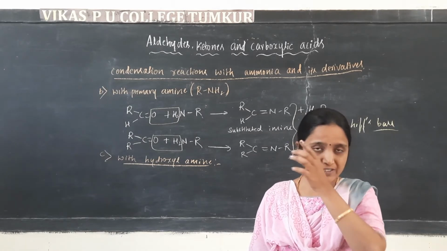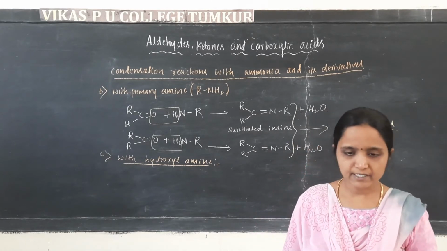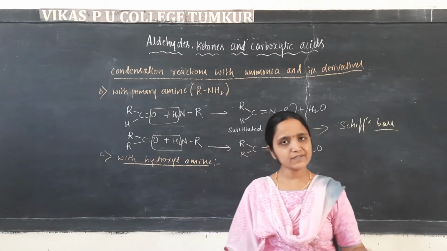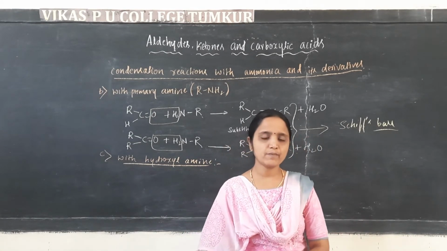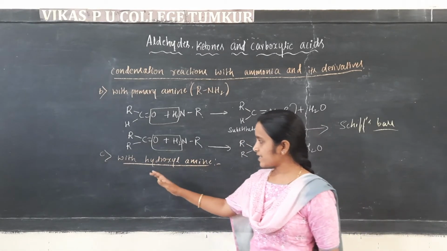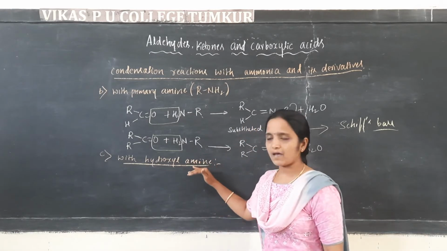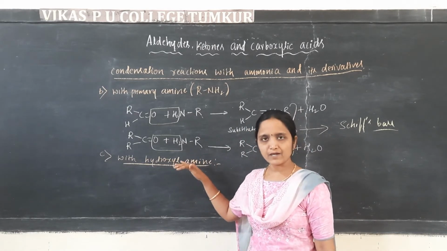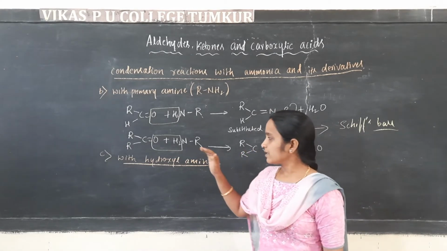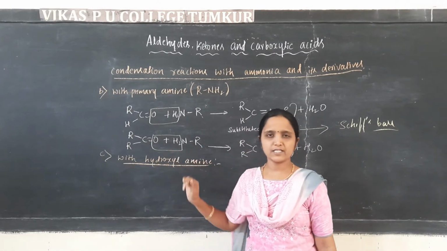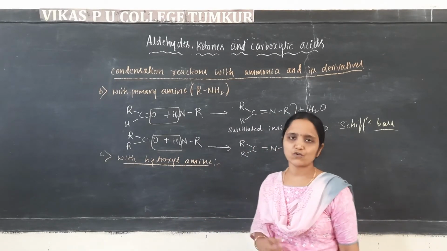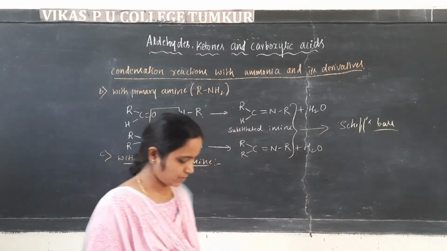Suppose it reacts with the aldehyde, it's going to form an aldoxime. If it reacts with the ketone, it's going to form a ketoxime. Means if the aldehyde reacts with the hydroxylamine, it's going to form aldoxime. If the ketone reacts with the hydroxylamine, it's going to form ketoxime. We'll see the equations now.